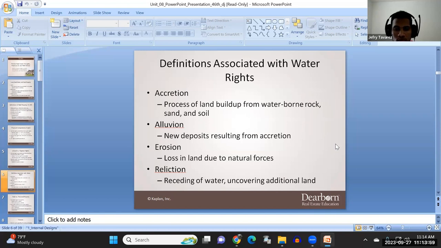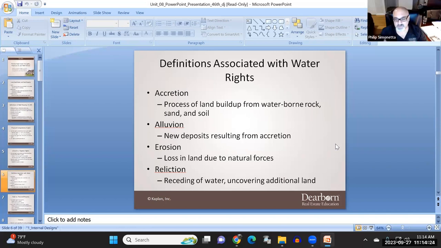And then you have reliction. You need to know that one. I've had that on mine. Reliction is the receding of the water, and it uncovers new land. So if water recedes and it makes new land that was once covered by water. So think reliction, recede, right? Reliction, recede. And that uncovers additional land.